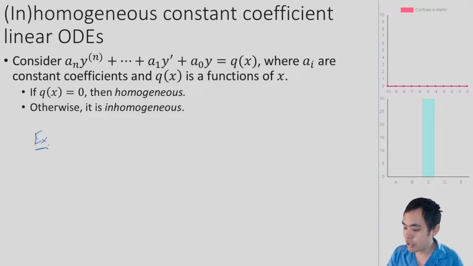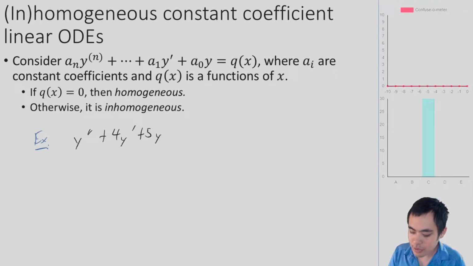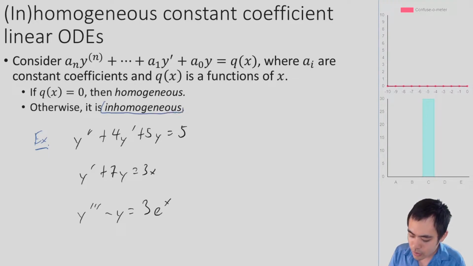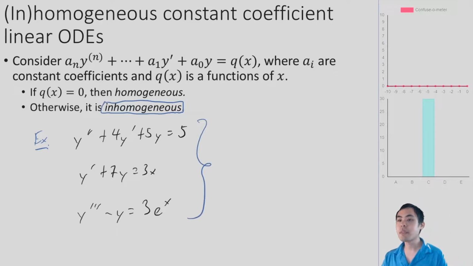So let's give a couple examples of a non-homogeneous equation, because we don't know how to solve these yet, and that's what we're going to be doing in today's lecture. So y double prime plus 4y prime plus 5y is equal to 5, or y prime plus 7y is equal to 3x, or y triple prime minus y is equal to 3e to the x. So these are all non-homogeneous equations. So now, how do we solve these?